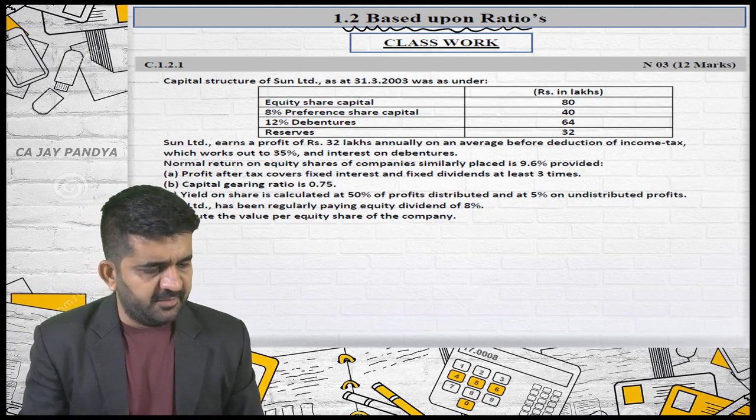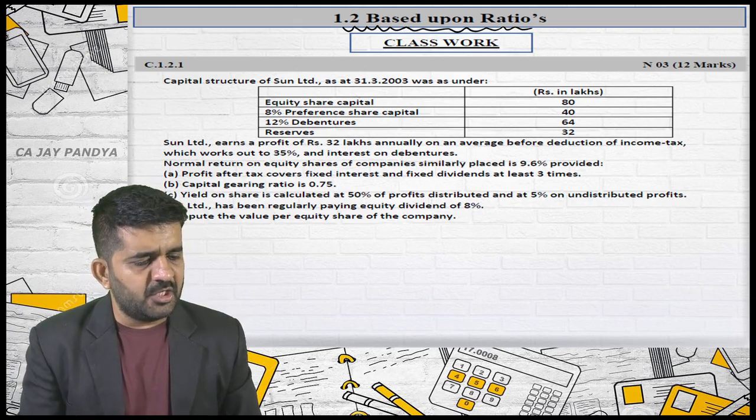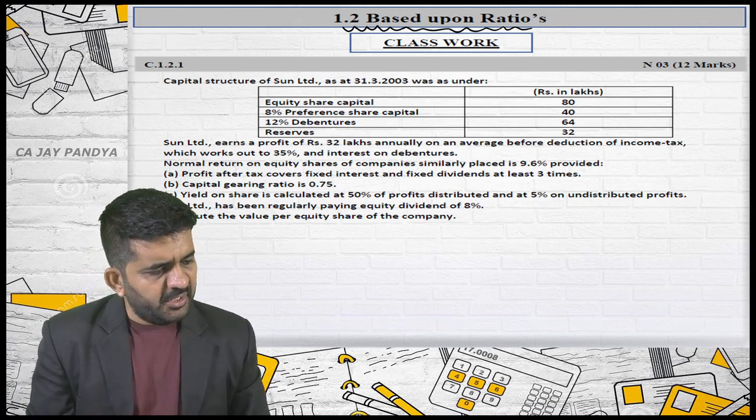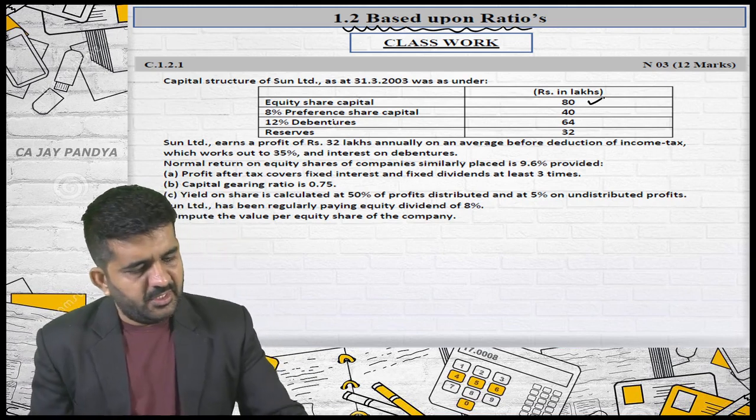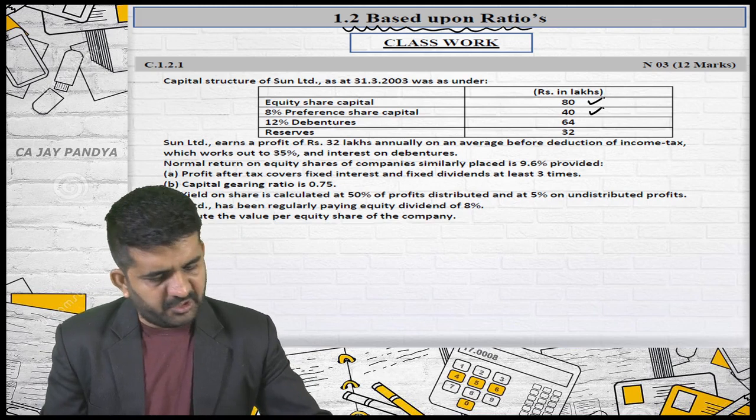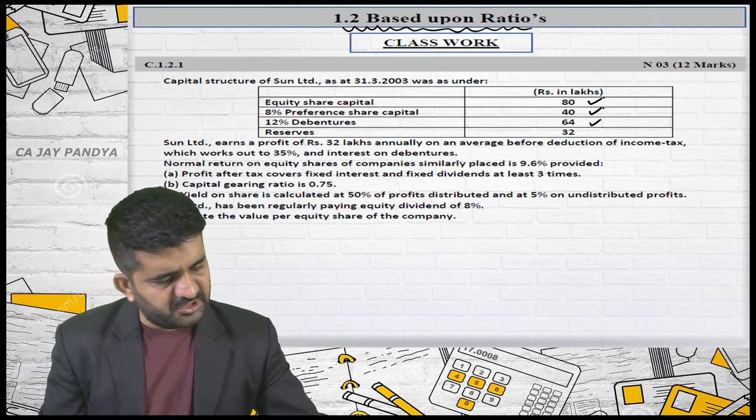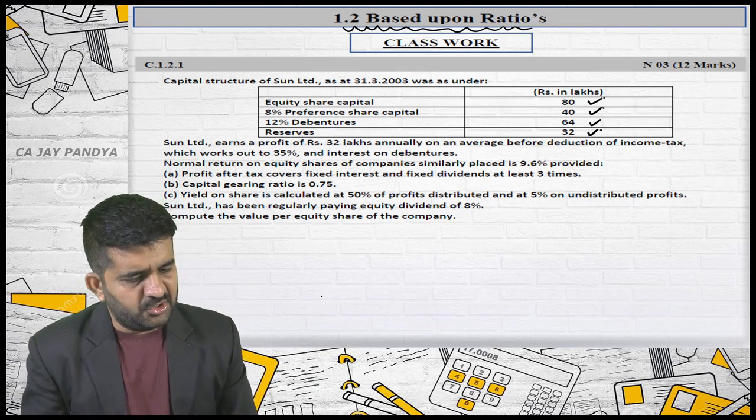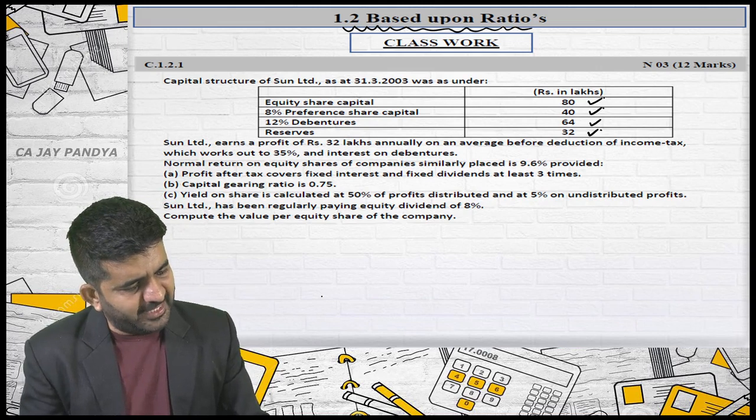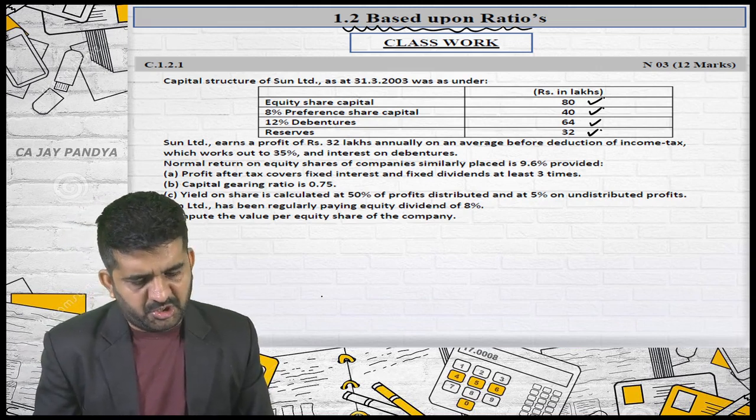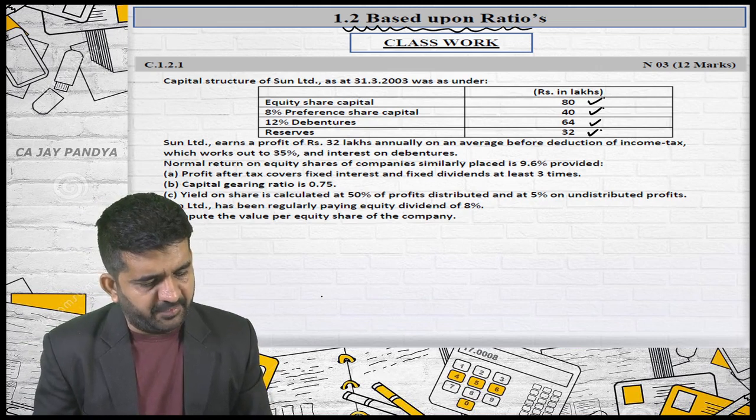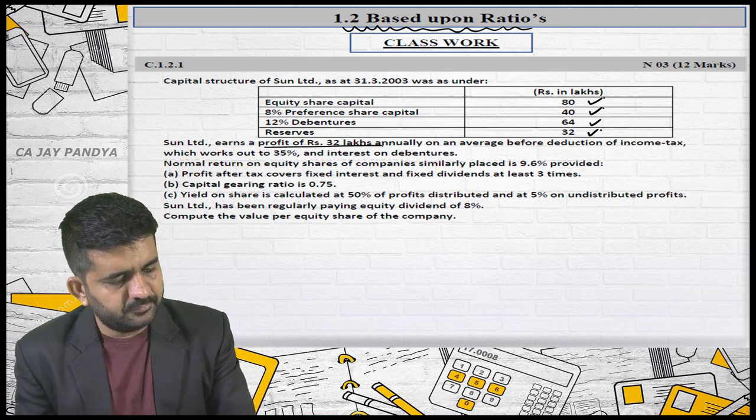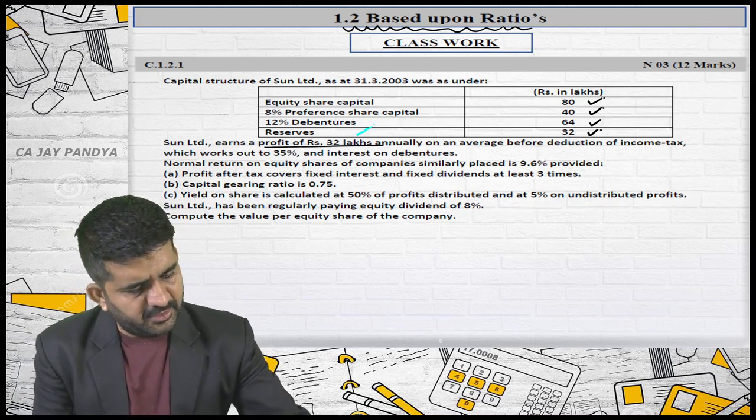Capital structure of Sun Limited as at 31st March 2003 was as under. Now this is the capital structure of the company. Equity share capital is 80 lakhs. 8% preference share capital is 40 lakhs. 12% debenture is 64 lakhs and reserve is 32 lakhs. Sun Limited earns a profit of rupees 32 lakhs annually on average before deduction of income tax, which works out to 35%, and interest on debentures. So practically it is EBIT.